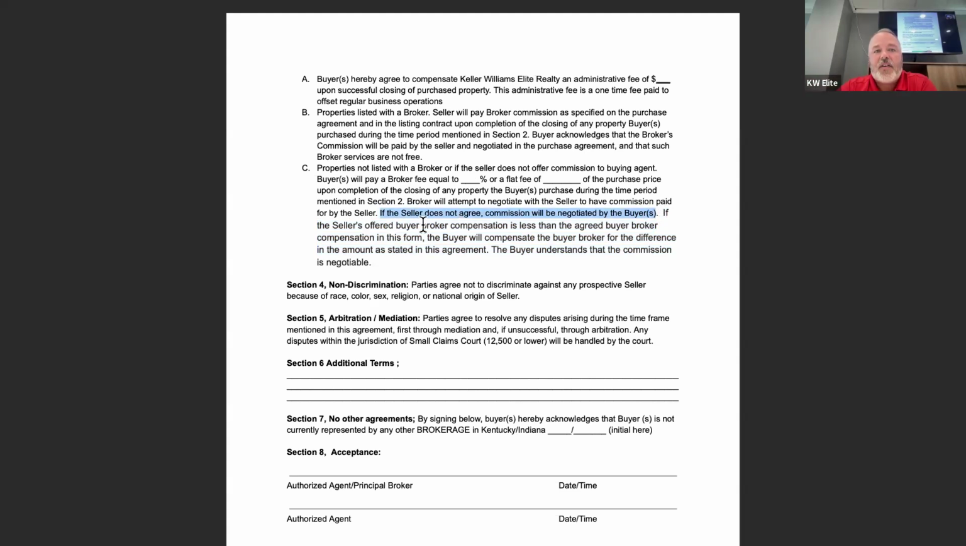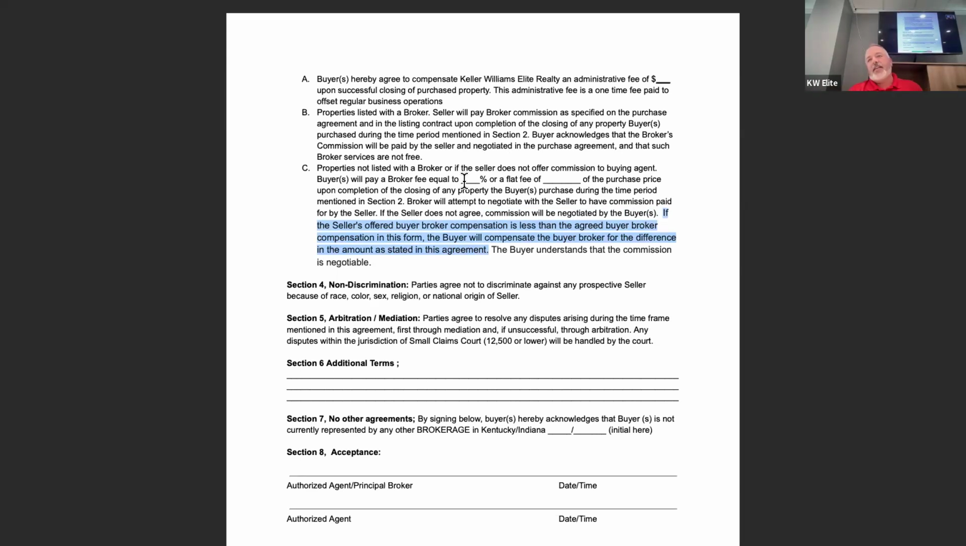If the seller's offer of buyer broker compensation is less than the agreed buyer broker compensation, the buyer will compensate the broker the difference in the amount stated in this agreement. This is the new line that we added in. So let's say, for example, they sign this and say, I'm willing to pay you 3%.